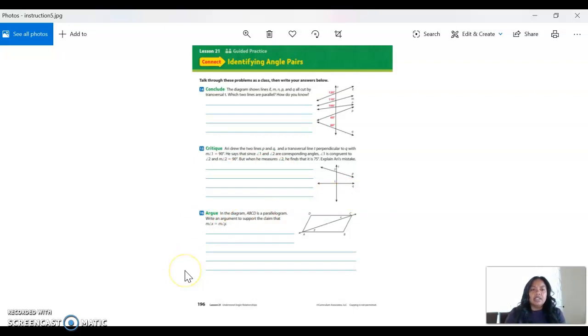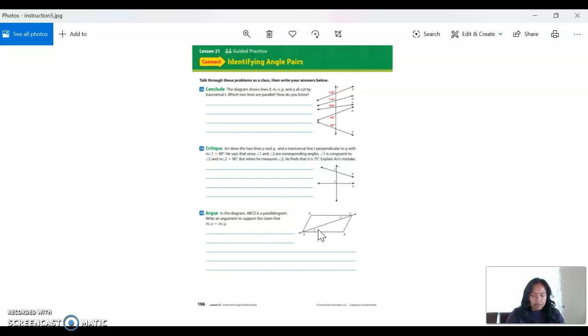Number 16 says argue. In the diagram, ABCD is a parallelogram. Write an argument to support the claim that the measure of angle X and the measure of angle Y are equal to one another. How do we know that they're equal? This parallelogram forms some parallel lines. Here's a parallel line with this one, and here's a parallel line with this one. We actually only need the top and the bottom. How do we know that angle X and angle Y are equal?